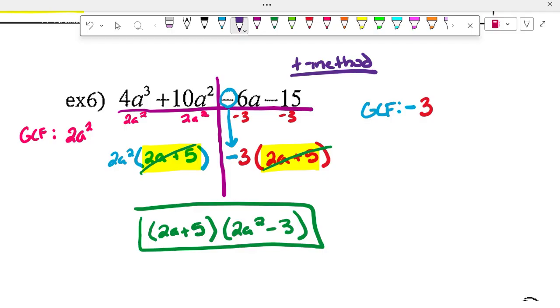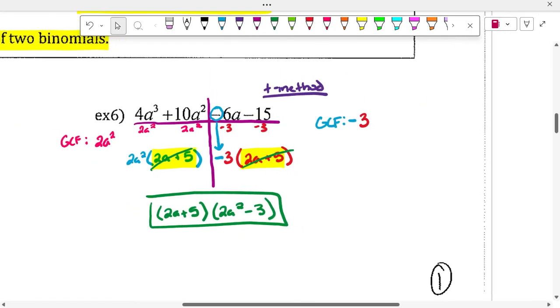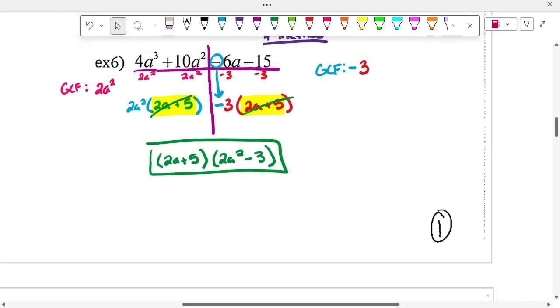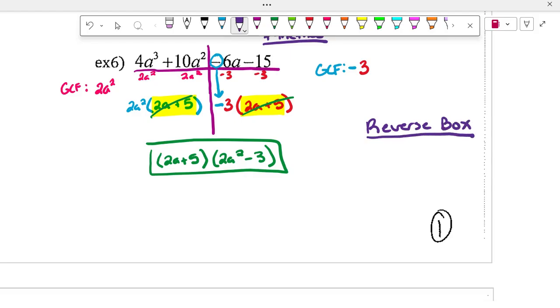Now, let's say you wanted to do it reverse box. So I'm going to do a reverse box. And again, I'm only going to do this for these two. For the rest of the examples, I'm just going to pick one or the other, but just so you guys get a feel for how they look for both. All right. So I'm going to draw my box.